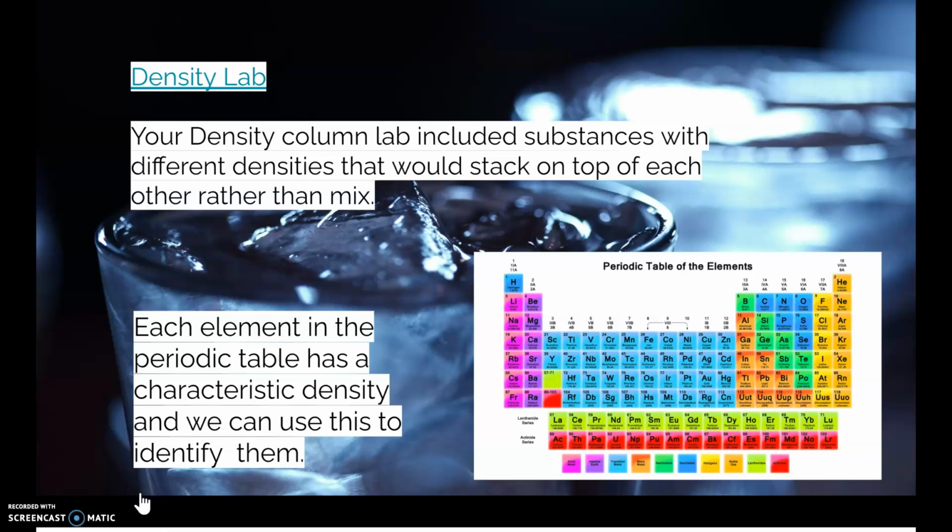We will now go over your density lab. Your density column lab included substances with different densities that would stack up on top of each other rather than mix. Each element in the periodic table has a characteristic density, and we can use this to identify them.